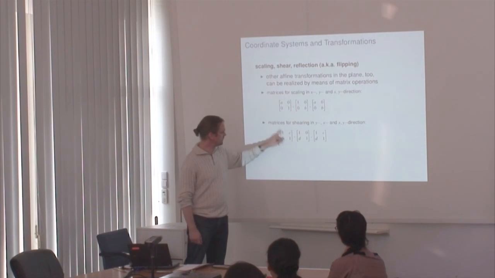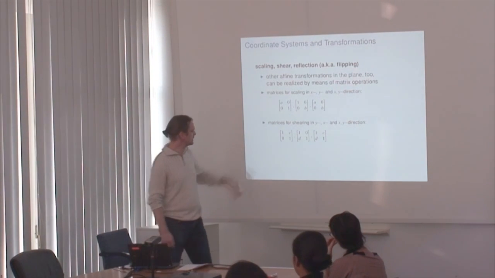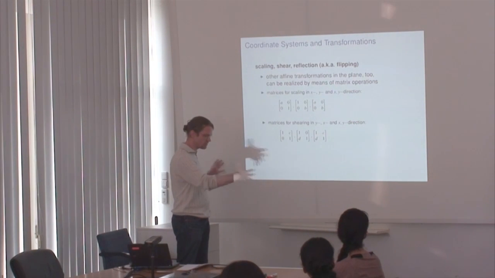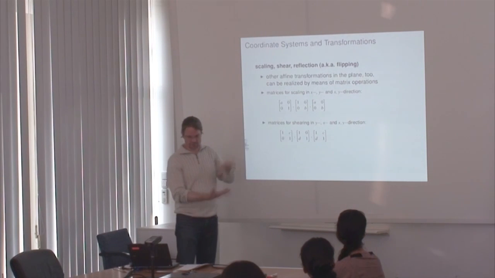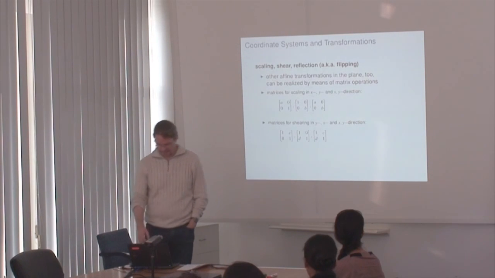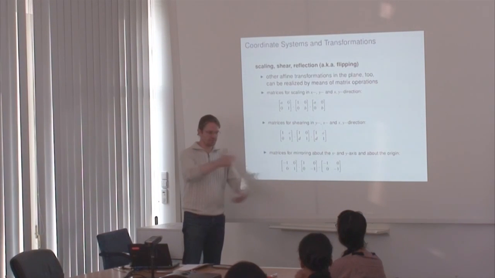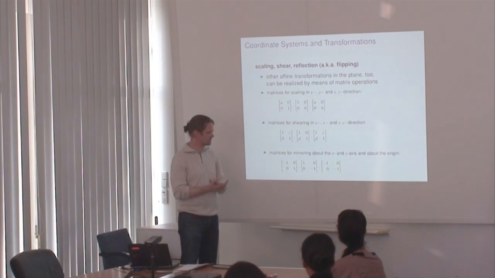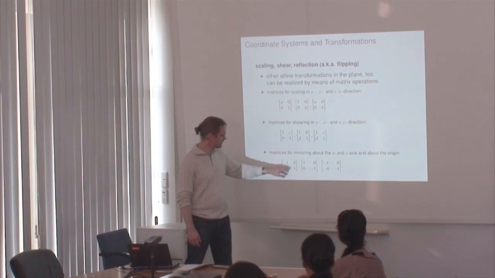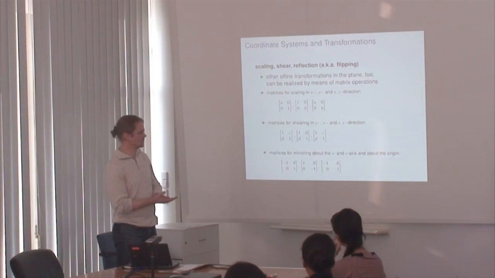We have ones along the diagonal, and then an element c here at the upper right-hand corner of this matrix. That would create a shearing along the x direction. This one would create a shearing along the y direction. If we want to shear in both directions, we can combine them afterwards. What else do we have? These transformations that would flip the coordinate system or mirror it about an axis or a point. This is mirroring about the x-axis, mirroring about the y-axis, mirroring about the origin. This can also be done using matrices.